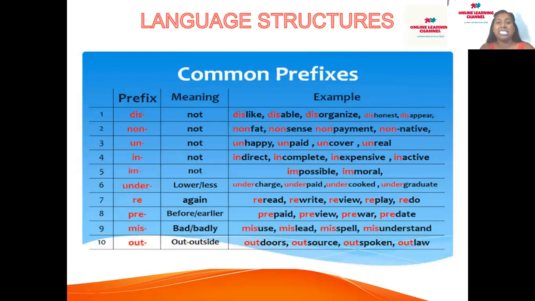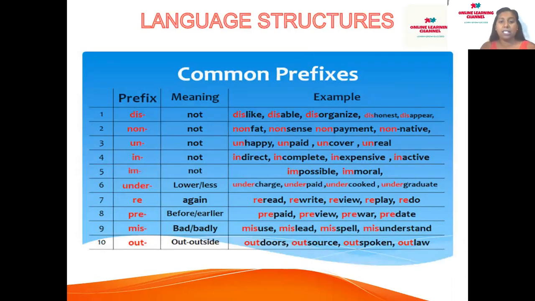The first word is dislike. So basically dis is telling us the opposite of the root word that it's joined to, which is like. So dislike means you don't like something. Disable, you're not able to do something. Disorganized, you're not an organized person. Dishonest, you're not honest. Or disappear is they can't find you.